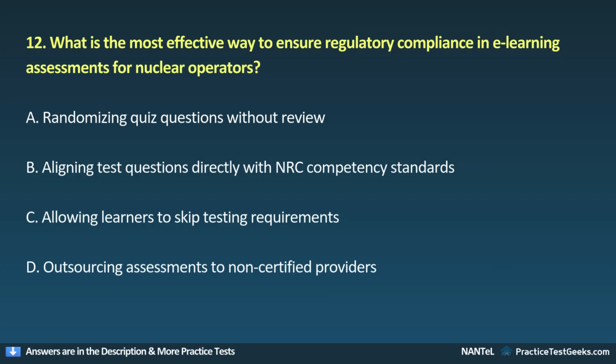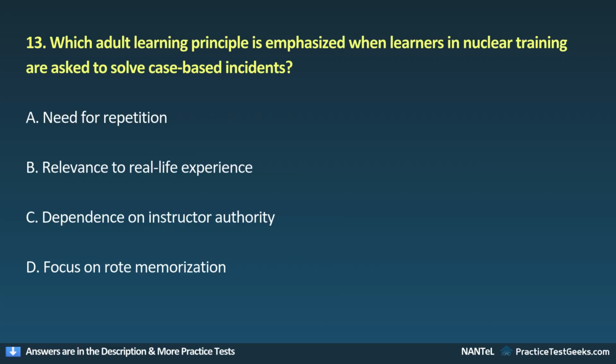12. What is the most effective way to ensure regulatory compliance in e-learning assessments for nuclear operators? A. Randomizing quiz questions without review. B. Aligning test questions directly with NRC competency standards. C. Allowing learners to skip testing requirements. D. Outsourcing assessments to non-certified providers.